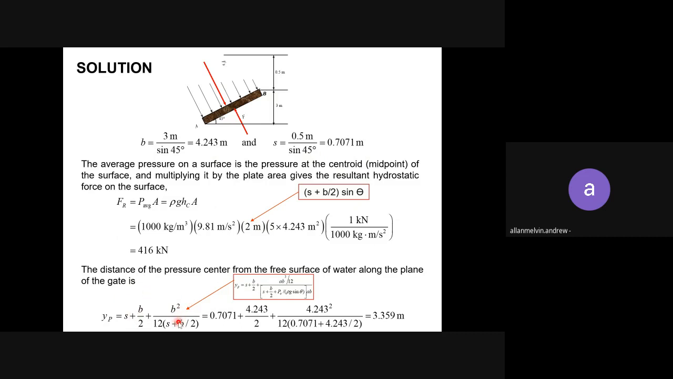So then you substitute the value. Okay, once you already get the final formula from this, and then you substitute the value, then you get YP equals to 3.359 meter. So meaning from the free surface to this center of pressure, so if you connect, so that is 3.359 meters. Okay, so you already found FR and also YP.